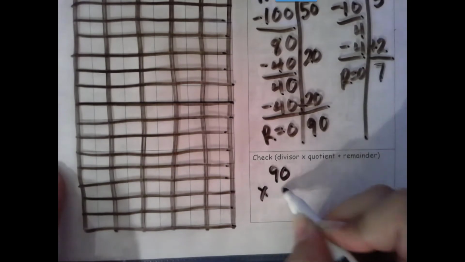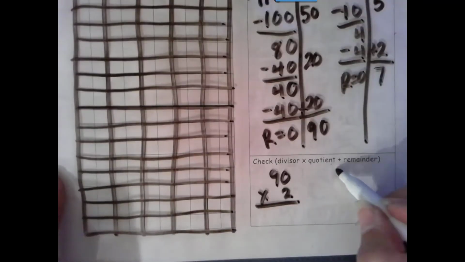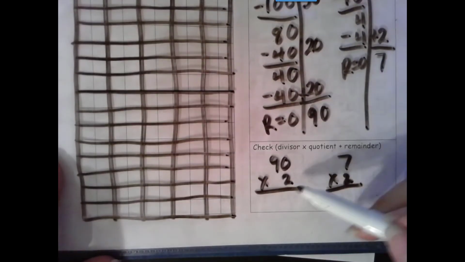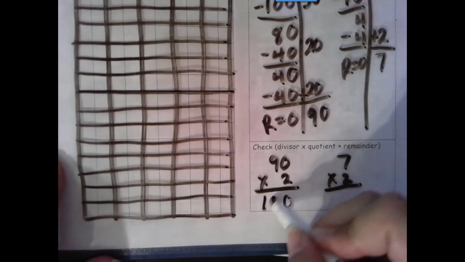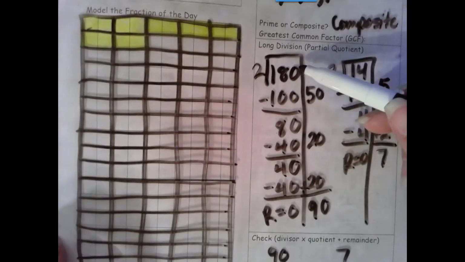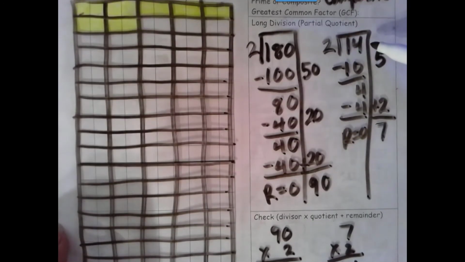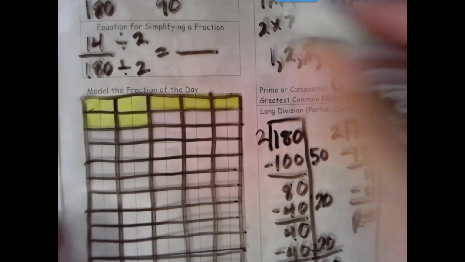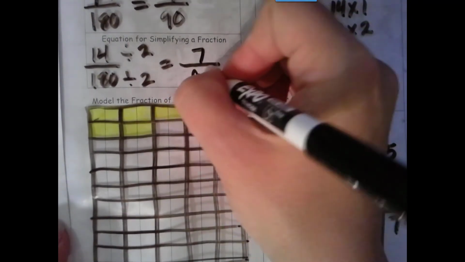Now we're going to check divisor times quotient plus remainder. We don't need to add the remainder on either one of these because it's 0, and the identity property of addition says when you add 0 it stays the same. 2 times 7, okay. 2 times 0 is 0, 2 times 9 is 18, 2 times 7 is 14. Okay, 180, that matches my dividend up here. 14 matches my dividend up here, so they check, check, check. That means for sure my numerator is 7 and my denominator is 90.